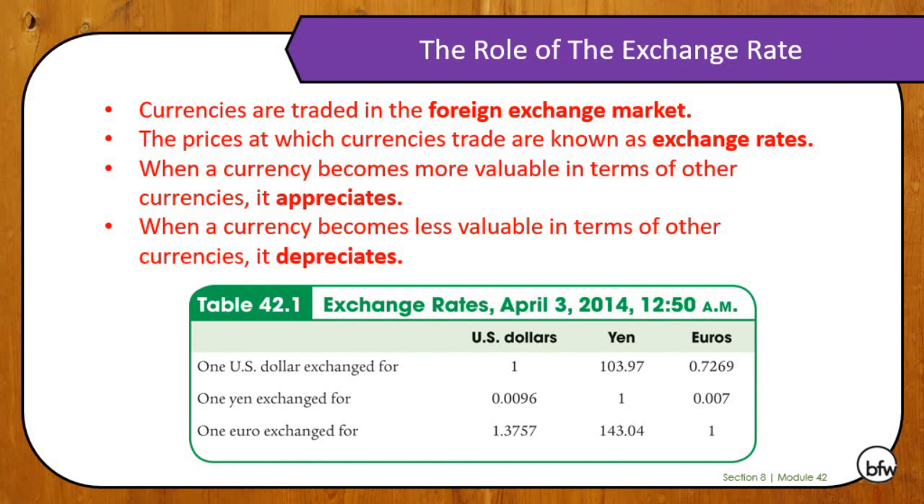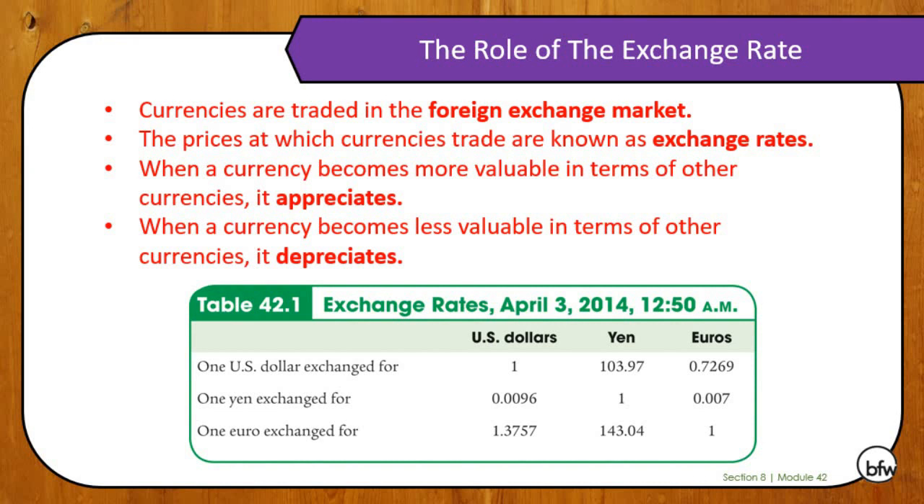All right. So the prices at which currencies are traded are known as the exchange rates. Go ahead and put that as the equilibrium exchange rate. It's where the supply and the demand for a certain currency exists. We're going to look at that here in a minute. When a currency becomes more valuable in terms of other currencies, it appreciates. When a currency becomes less valuable in terms of other currencies, it depreciates.